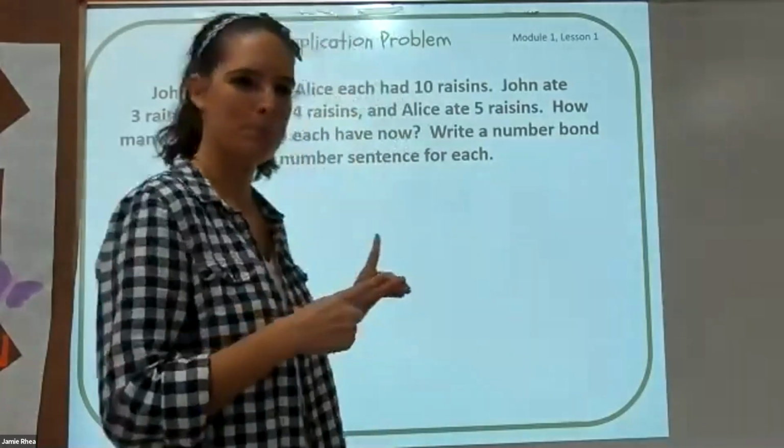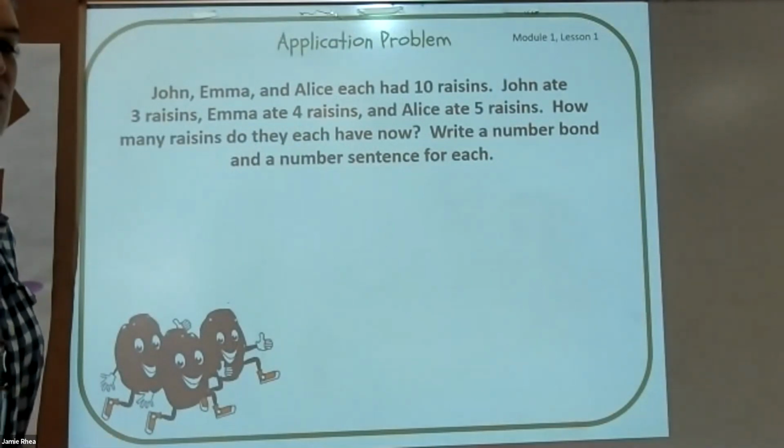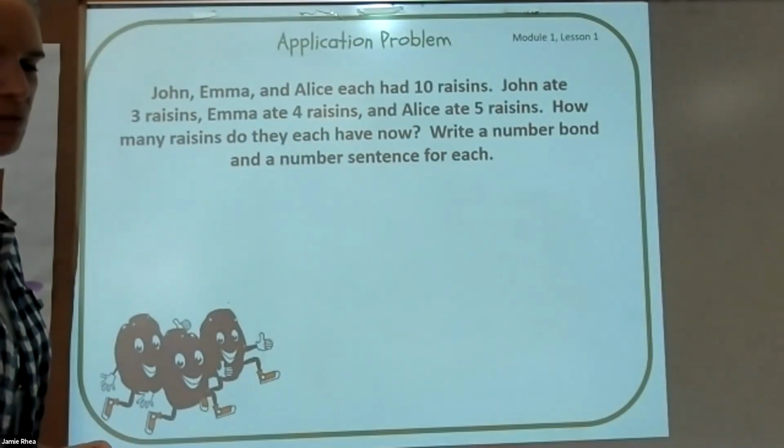So here we go. John, Emma, and Alice each had 10 raisins. John ate 3 raisins, Emma ate 4 raisins, and Alice ate 5 raisins. How many raisins do they each have now? Write a number bond and a number sentence for each.